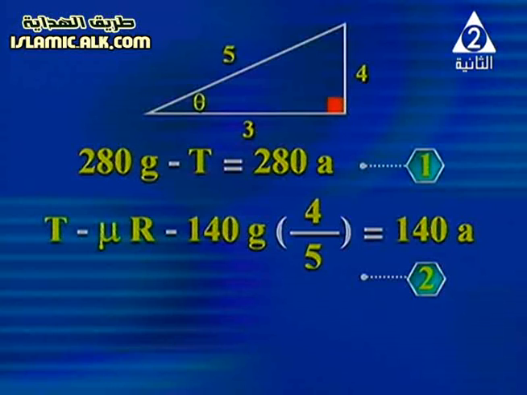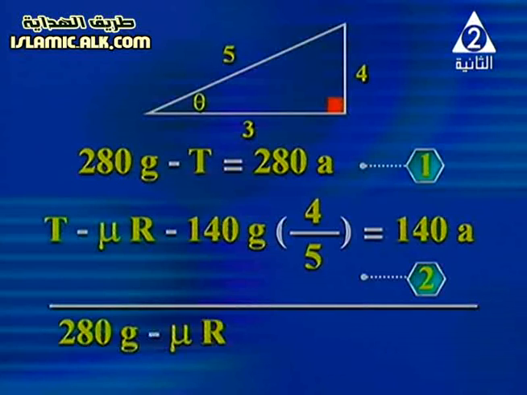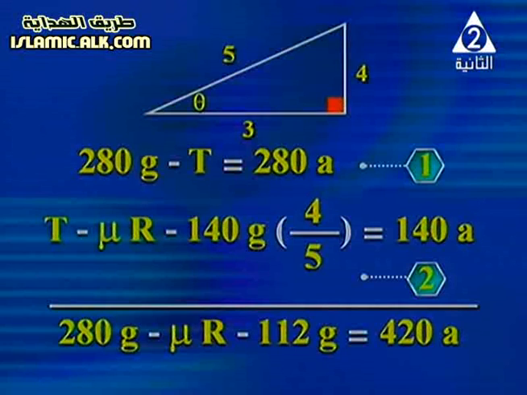Remember, dear student, we have two equations of motion. The first is 280 g minus t equals 280a. This is number 1. Number 2, t minus mu r minus 140g times 4 over 5 equals 140a. By adding, we form the third equation: 280g minus mu r minus 112g equals 420a.